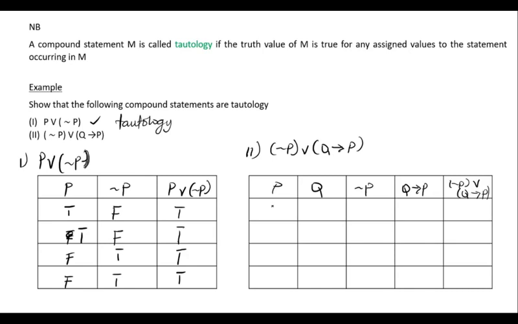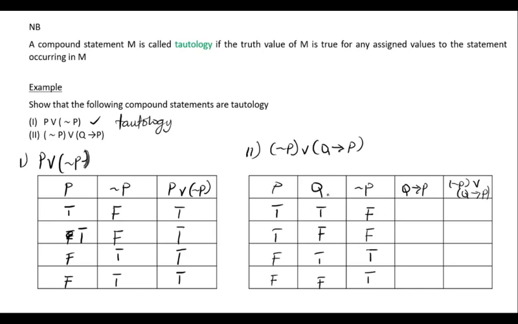So we have P to be true, true, false, false. By now we are used to this. And then our Q statement will be true, false, true, false. Now the negation of P will be the inverse of this. So true will become false, true will become false, false will become true, false will become true. Alright, now Q implies P.